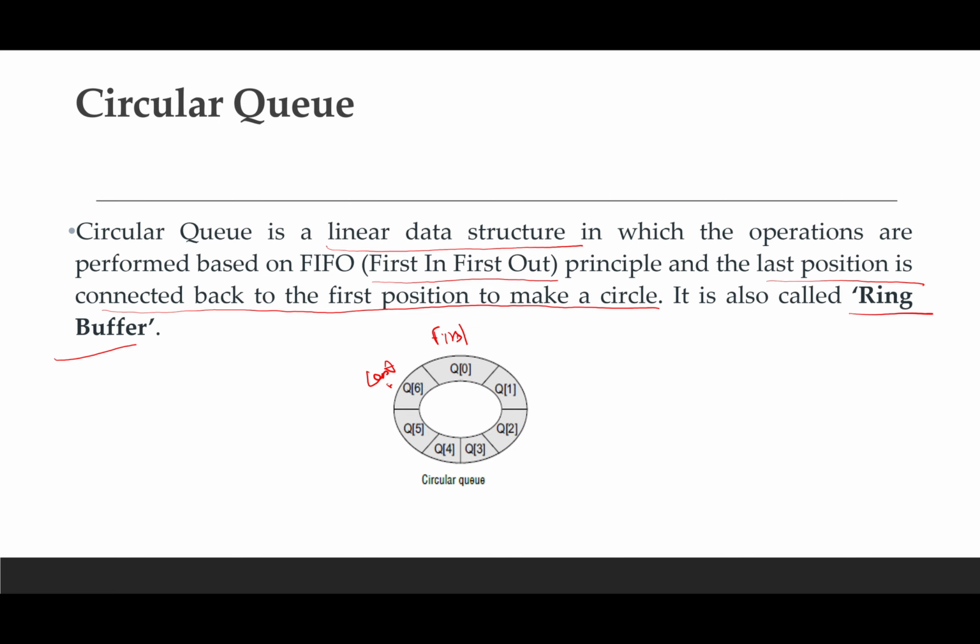We will say the queue is full if the front value is equal to 0 and the rear value is equal to max minus 1. In that case, the particular queue is full. A circular queue is implemented in the same manner as a linear queue is implemented. In the same manner we will do the insertion as well as the deletion.